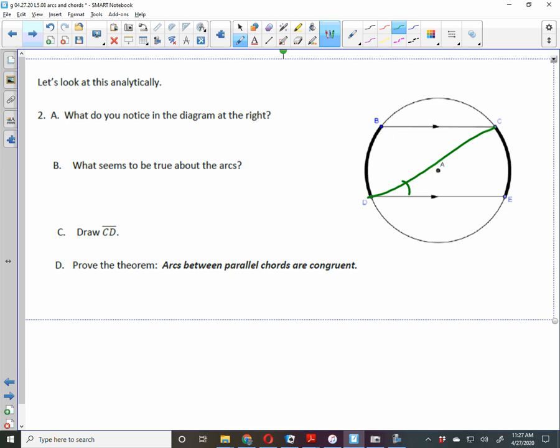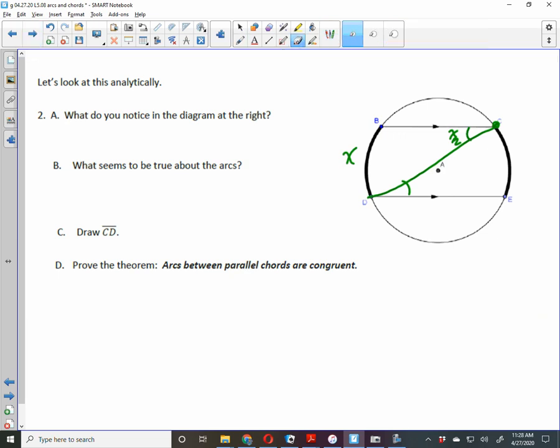we know that these angles are congruent, right? So this inscribed angle here, let's call this x, so that makes this 2x. Therefore, these are congruent. This is x. Those are alternate interior angles. So this is 2x. So therefore, we know that the angles are congruent, and we've proven that the arcs are congruent. Arcs between parallel chords are congruent, and they want us to prove that. We're not going to do a two-column proof, but you get the idea.